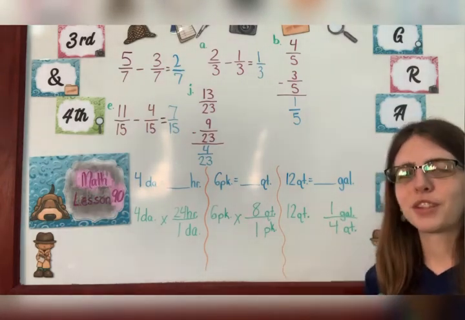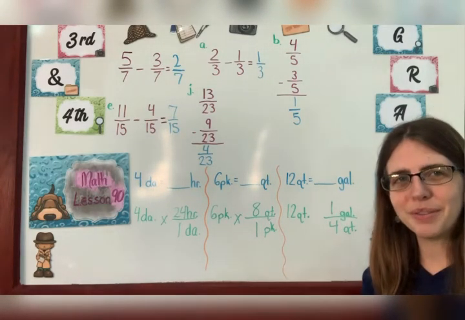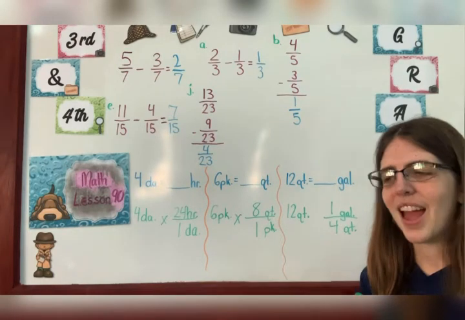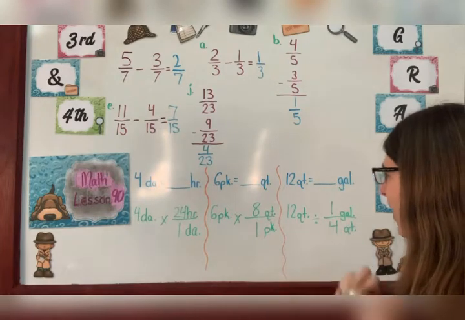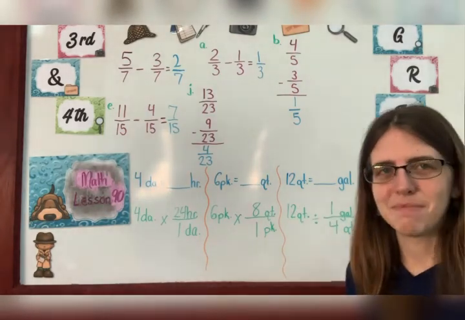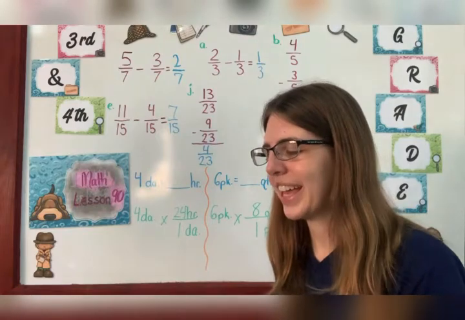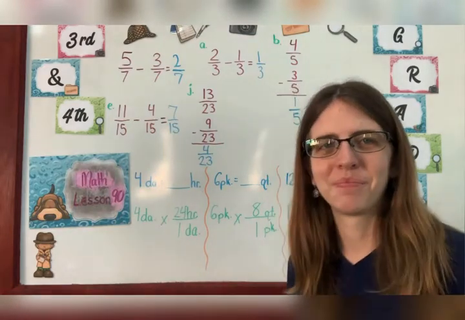This time my number that's greater than 1 is on the bottom. So what do I do? I divide, very good. And you'll write the answer in the blank. Okay, turn over your page now.